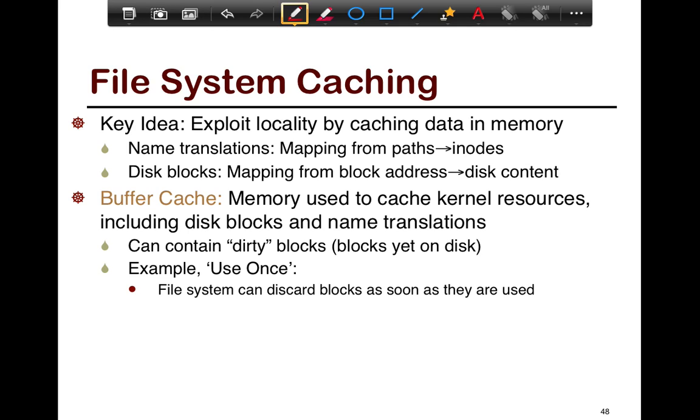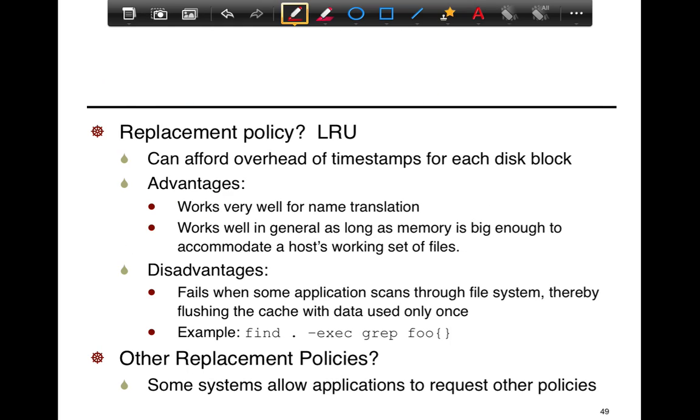The buffer cache itself uses memory and is used to cache kernel resources, including disk blocks, which is the metadata associated with the file, the name translations, and the data itself. Since it's a cache, an important question is what kind of replacement policy we have to employ for it. Systems normally employ LRU.